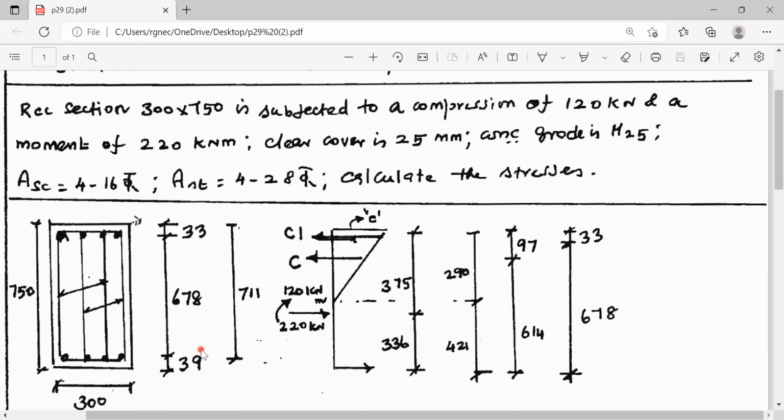Now our aim is to calculate the stress in concrete and also the stress in the tension reinforcement. This will be useful for calculation of crack width in RCC structures. Here the concrete grade is M25, for which the allowable stress is 8.5 Newton per millimeter square. And we have to calculate the stresses. Before that, we will discuss the free body diagram and also the various parameters to be calculated.